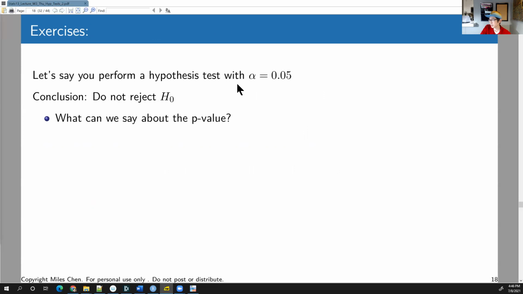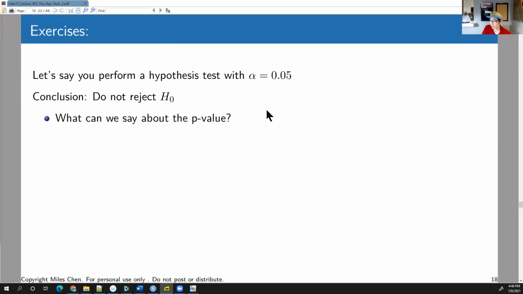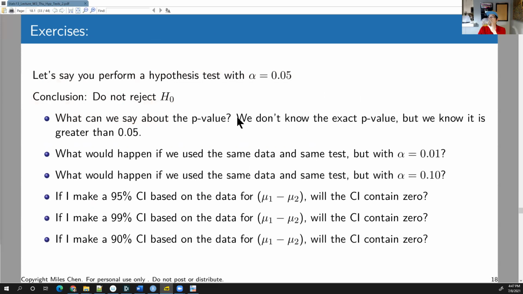Let's say we perform a hypothesis test with alpha equal to 5%, and our conclusion is that we do not reject the null hypothesis. I've intentionally presented as minimal information as possible. So what do these statements say about our p-value? We chose not to reject the null hypothesis, so all we can say for sure is that our p-value, whatever it is, is greater than alpha. It's greater than 5%. We don't know the exact p-value, but we do know that it's greater than 5%.